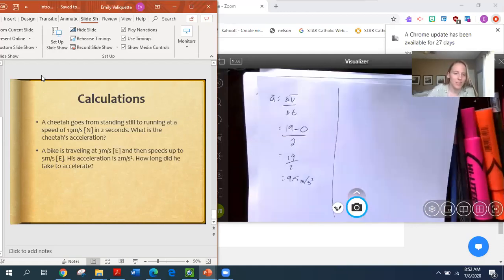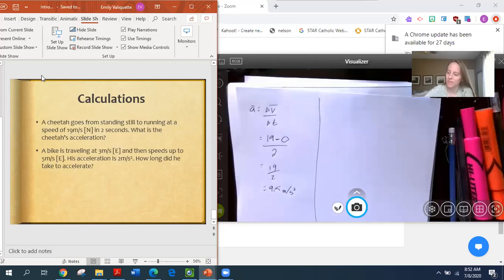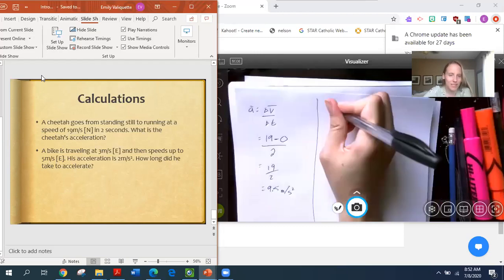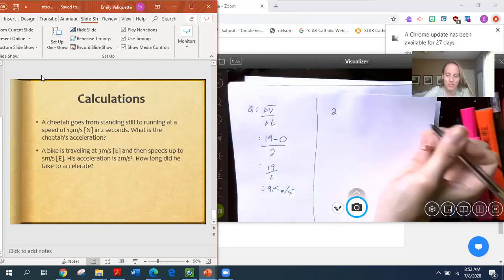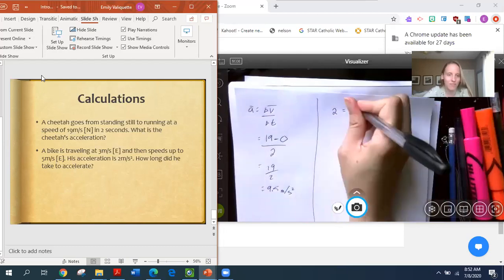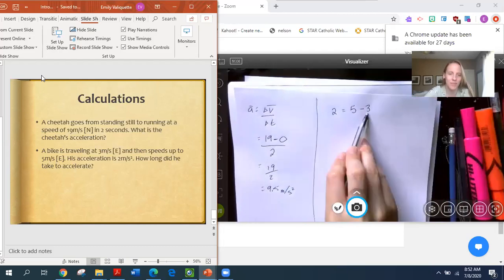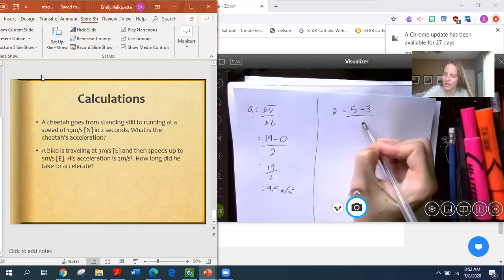Okay, for the second question, it says a bike is traveling at 3 meters per second east and then speeds up to 5 meters per second east. The acceleration is 2 meters per second squared. How long does it take to accelerate? So we're going to use the same formula. It gives us the acceleration is 2 meters per second squared. And it also gives us the two different velocities. The second velocity was 5. The initial velocity was 3. So we do final minus initial. And it wants to know how long this took.